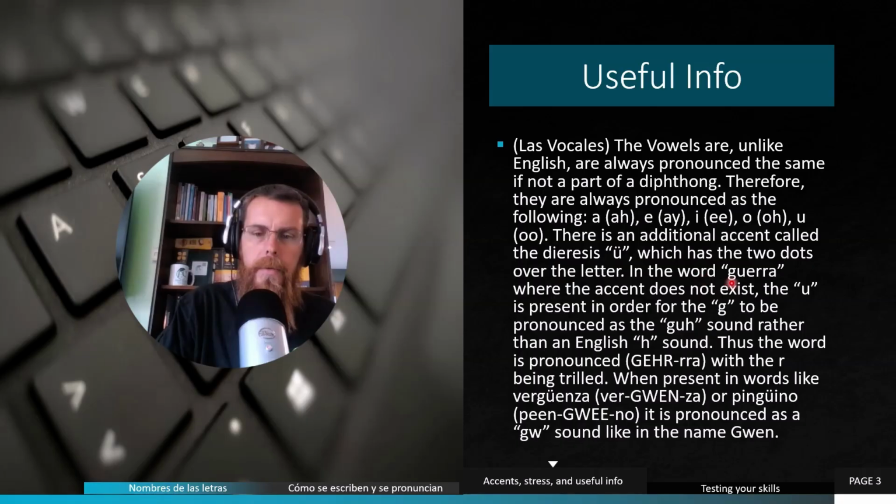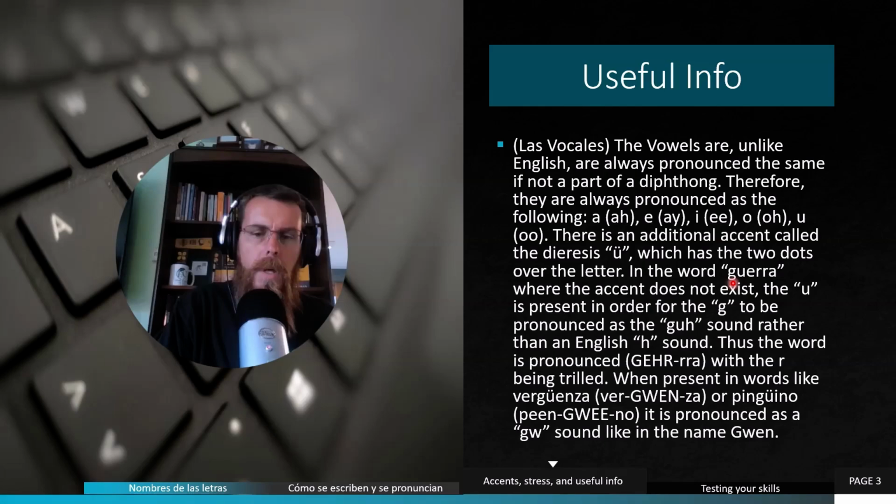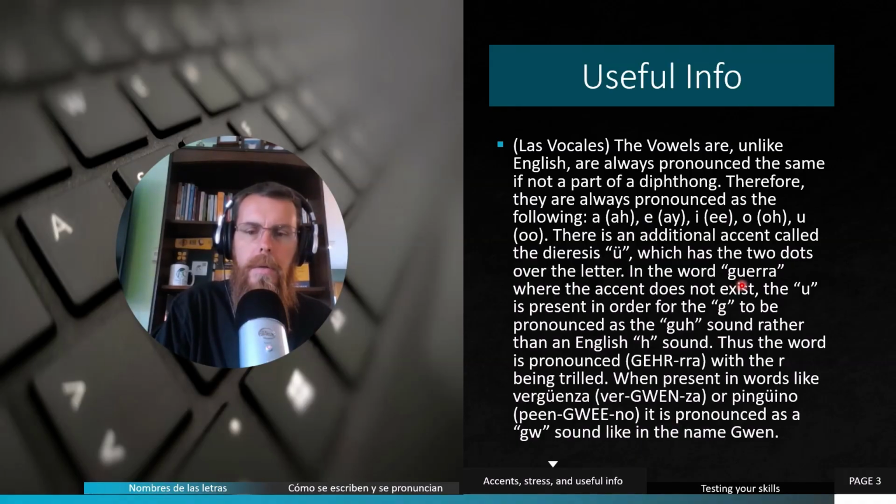So in the word, for example, guerra, you notice that it doesn't form a diphthong. In fact, it's not "gwerra," it's "guerra." So what happens is that when the U follows a G, the G keeps its hard G sound. It's kind of like with the Q and the U, where the Q will always have a U after it, but it's a K sound. So in this case, after the G, the U makes sure it's a hard G sound, because if the U wasn't there, it would be an English H sound.